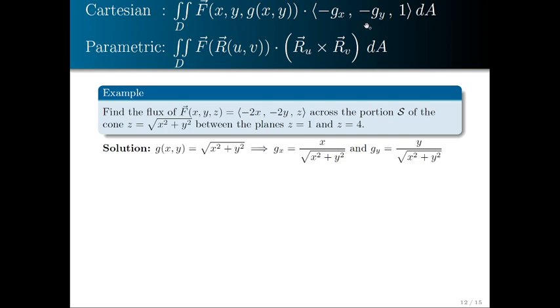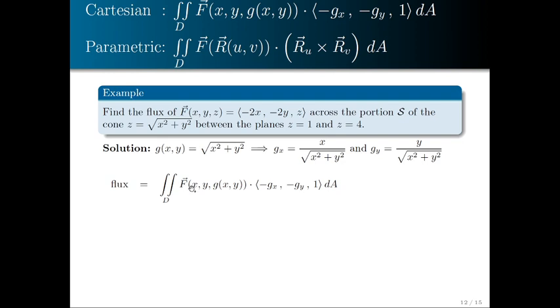So we have z equal to g of xy, where g of xy is equal to this square root here. We get the partial derivatives. Verify that the partial derivative of g with respect to x is indeed x over the square root of x squared plus y squared, and the partial derivative of g with respect to y is equal to this one. Then we proceed by using this: the flux is equal to the double integral of F evaluated at x, y, z replaced by g of xy, dotted with this vector negative g sub x, negative g sub y, and then 1, integrated over a small patch A.